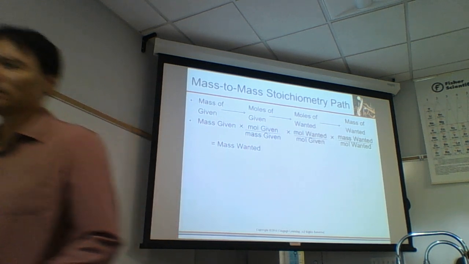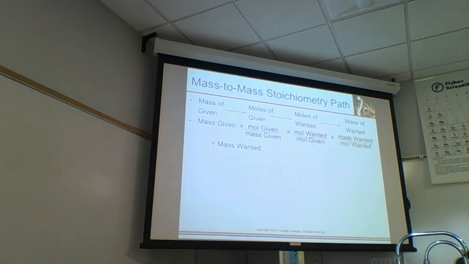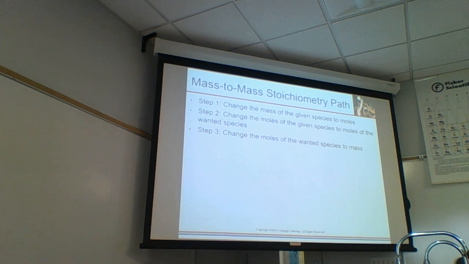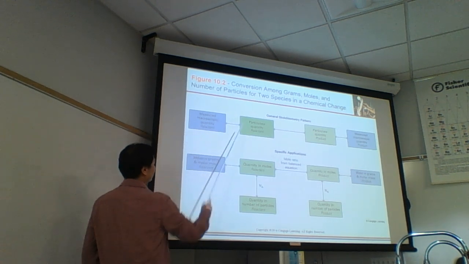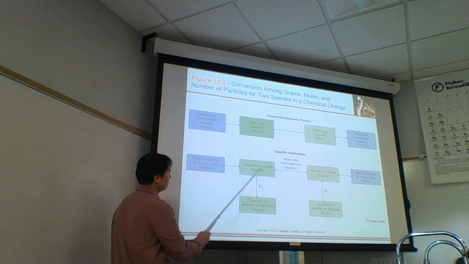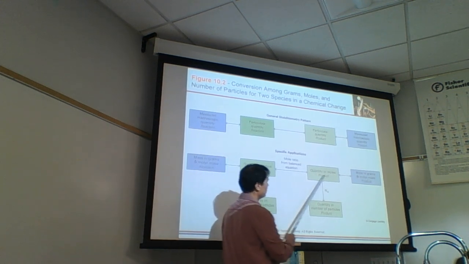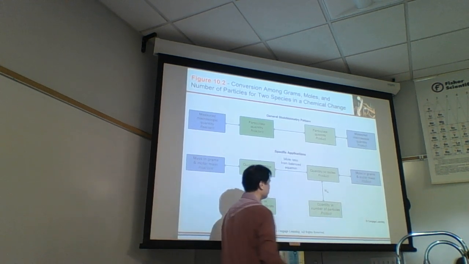And so let's take a look at a problem like this, where we do it. It's basically the same thing. We're going to ignore this here. We just look. This is grams of A to moles of A, moles of A to moles of B, moles of B to grams of B.